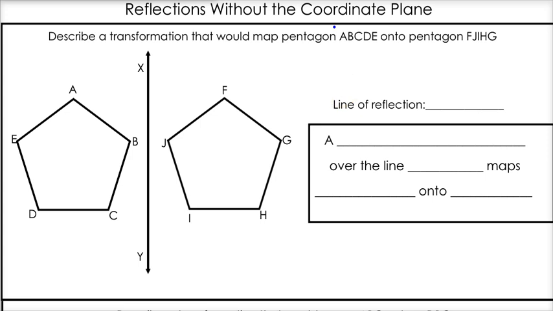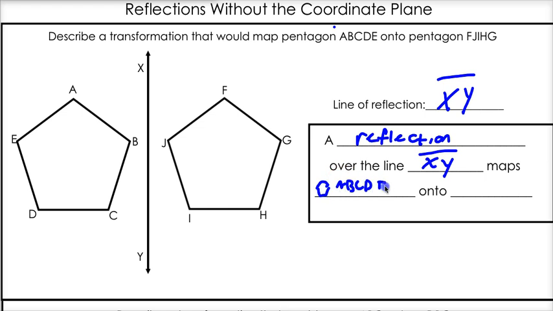Well, first, just find the line of reflection. What are they reflecting over? Well, I think it's pretty clear. It's this line in the middle. So this is line XY. Now, to describe this transformation, what I would say is that this is a reflection, and you always have to state which line you're reflecting over. So a reflection over XY, we're being specific, maps pentagon, and I'm just going to draw a crappy pentagon here, ABCDE onto pentagon, once again, hopefully you could draw a better one, FJIHG. And the main thing here is this. You're finding the line of reflection, and you're always stating that in your description.